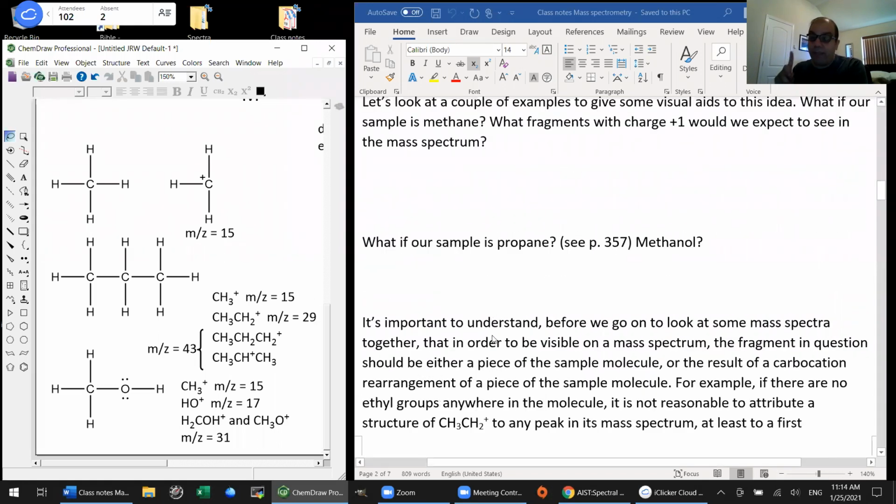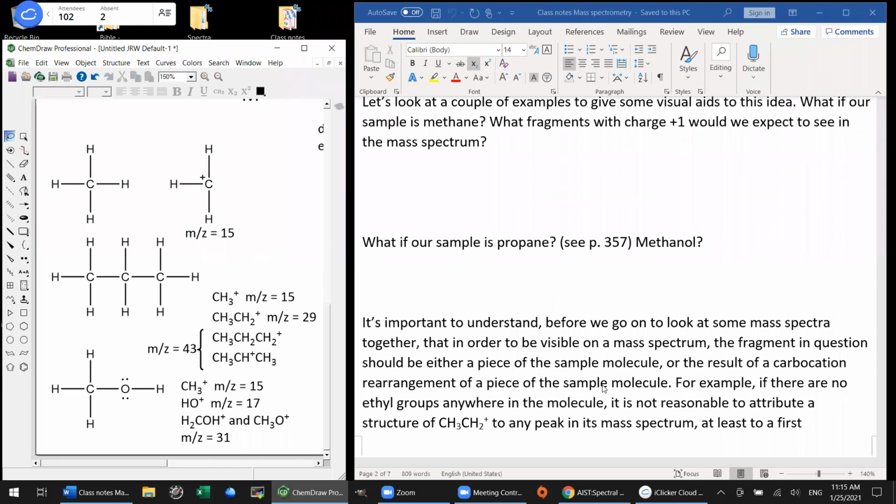Oh, one other thing, this is really important, but it is in your class notes. Please do bear in mind that in order to be able to assign a peak to the structure of a fragment, that needs to be an actual piece of the molecule. So we don't want to go looking for a peak at 29 and then assigning it to CH3CH2+ if there's no ethyl group anywhere in the molecule. Maybe there is a peak at 29, but it would not make sense to identify it as ethyl cation if there are no ethyl groups in the molecule. So that's very important. Certainly go looking first for things that are actually pieces of that molecule.